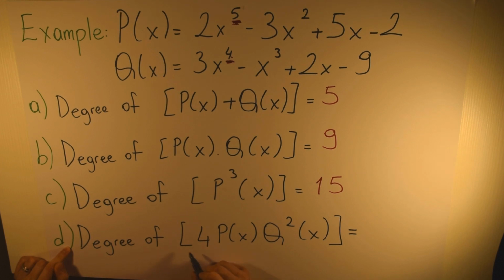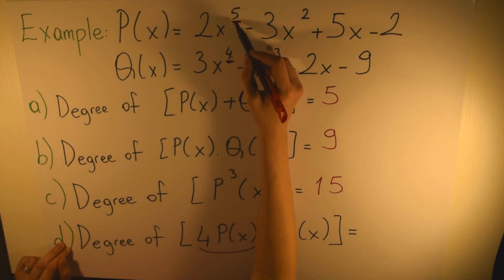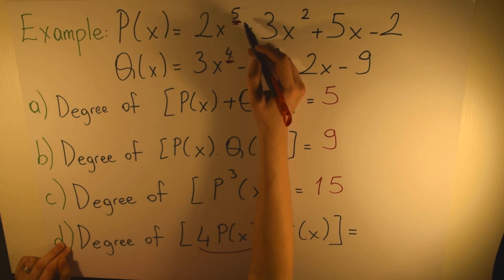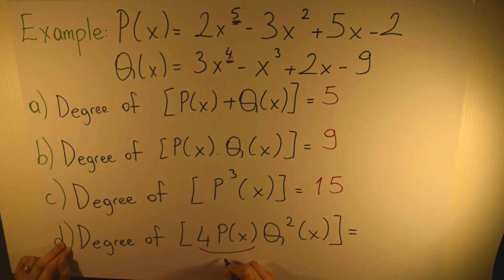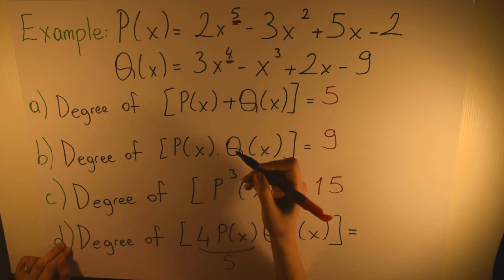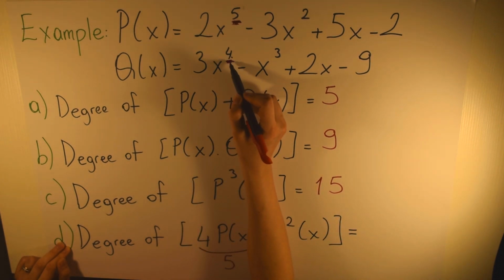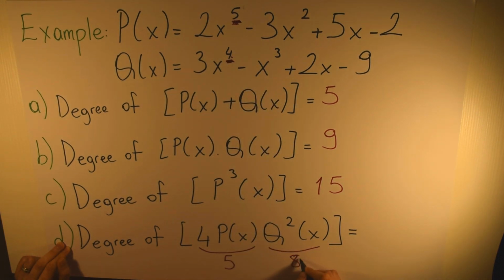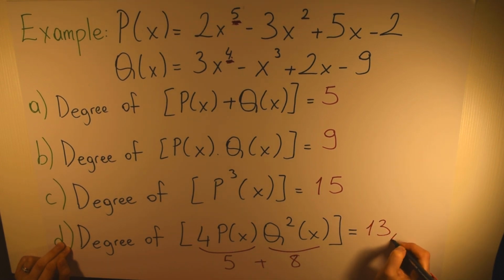The last one is the degree of p(x) to the power of 4 times q(x) to the power of 2. So here for p(x), let's see, it will still have the same exponent of 5. And when you want to find q(x) to the power of 2, you will get here it's 4, and when you multiply this by 2, you will get 8. So when you add them up together, you will get 13 as your answer.